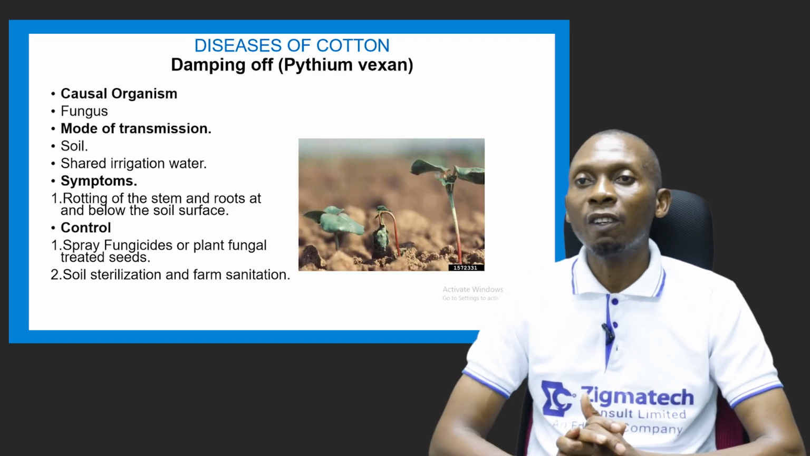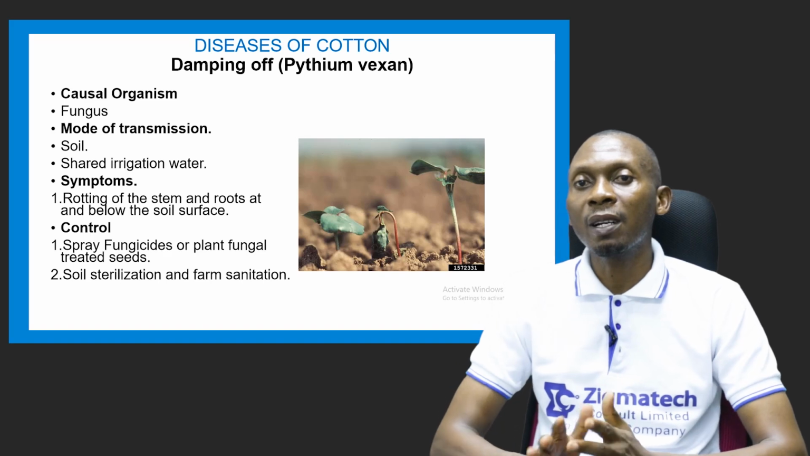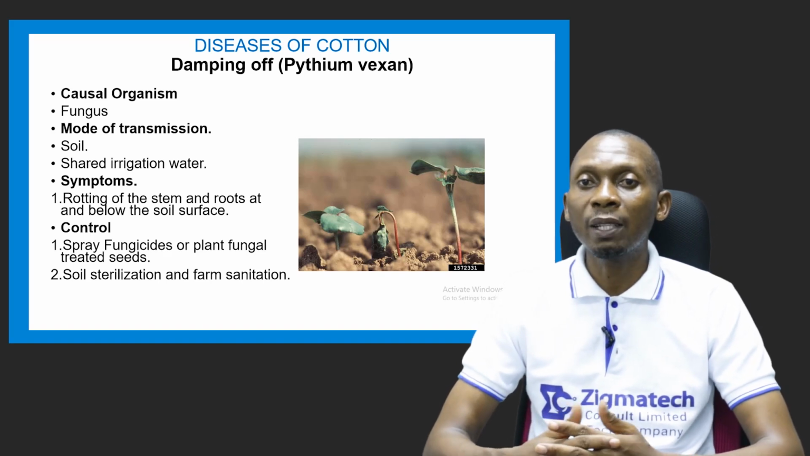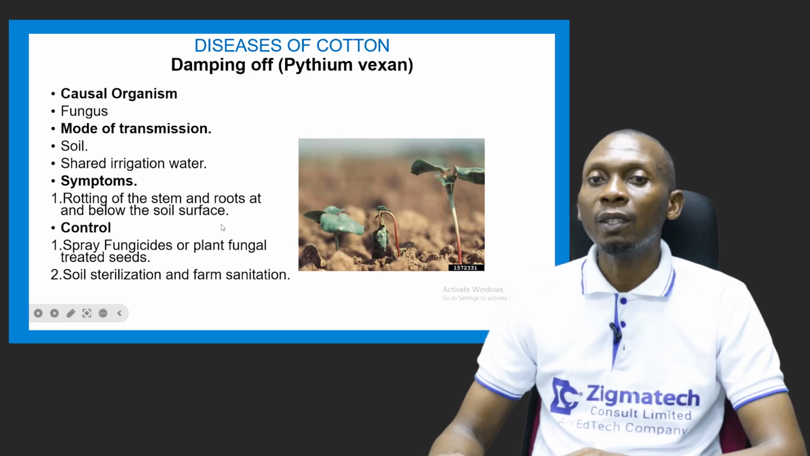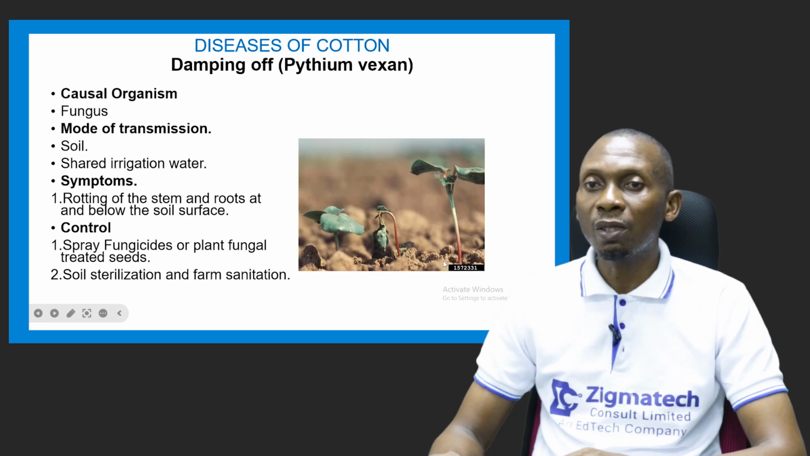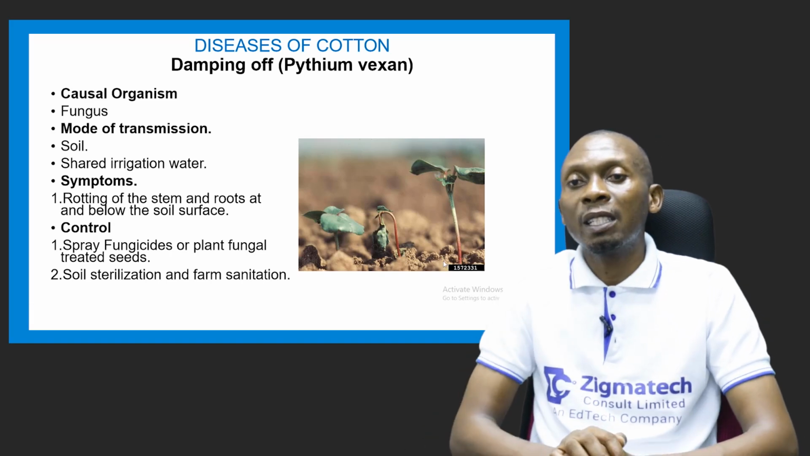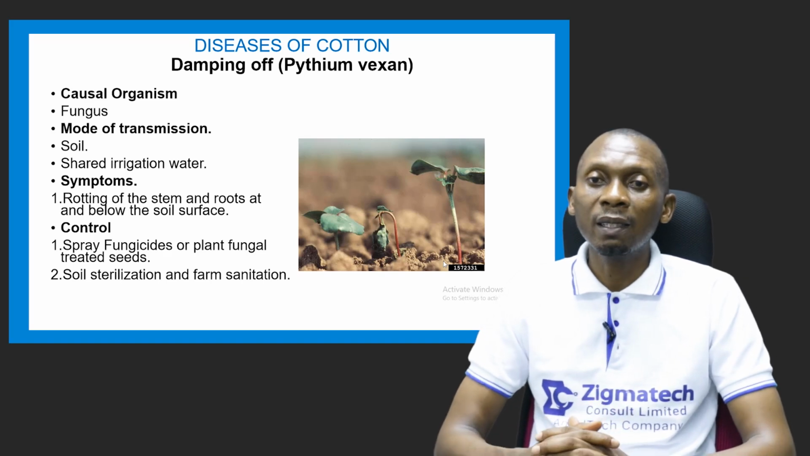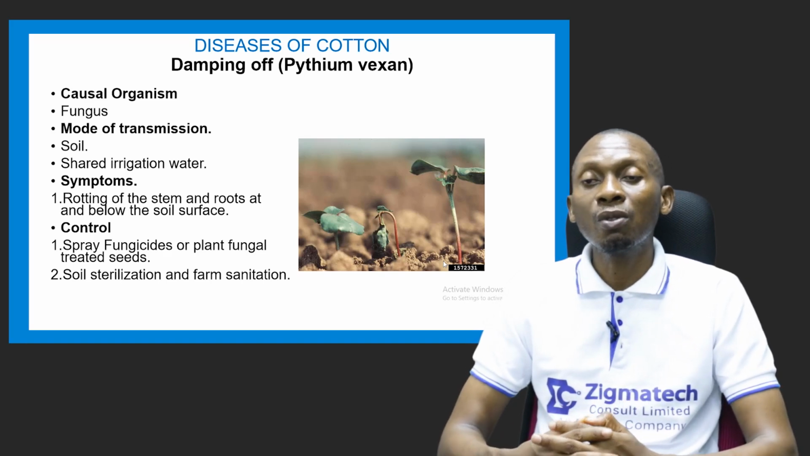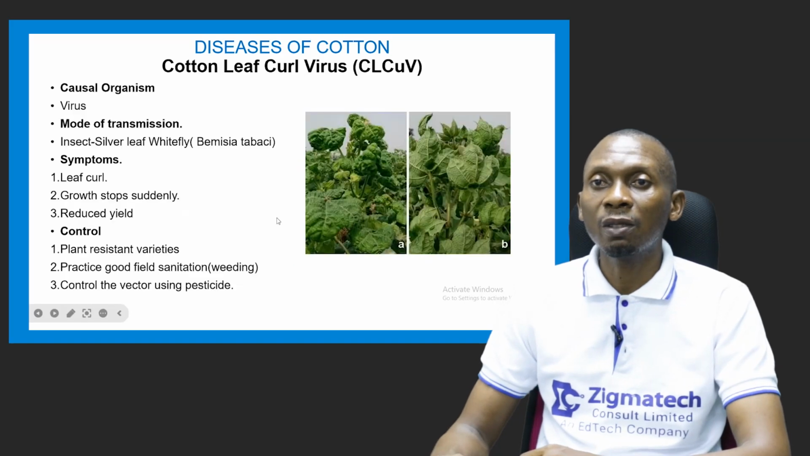We have damping off by Pythium, which is a fungal disease transmitted through soil as well as irrigation water. And here there's rotting of the stem and the roots at the surface and below the surface, and it is controlled by spraying fungicides or planting fungicide-treated seeds. Soil sterilization will also help, as well as farm sanitation.